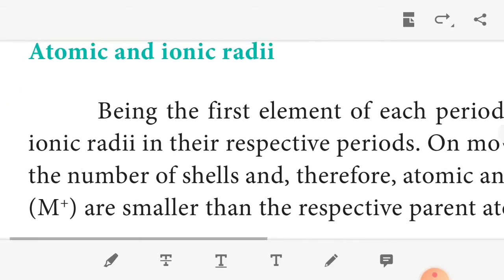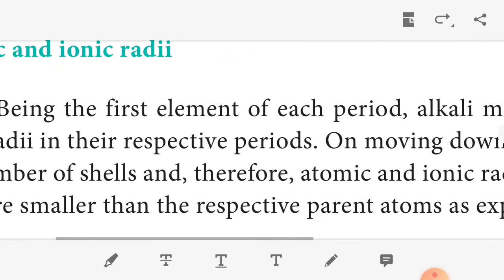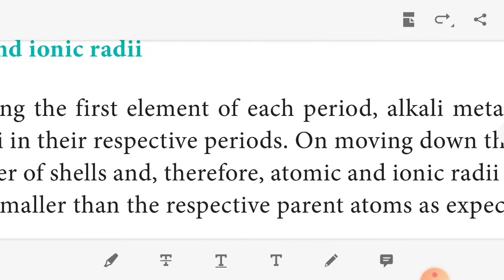The next topic is atomic and ionic radii. Take the first element of each period. For example, in the alkali group the first element is lithium. Then in the alkaline earth group the first element is beryllium. In the p block, the first element of the 13th family is boron, and so on. The first element of each period, the alkali metal, has the largest atomic and ionic radii in the respective periods.